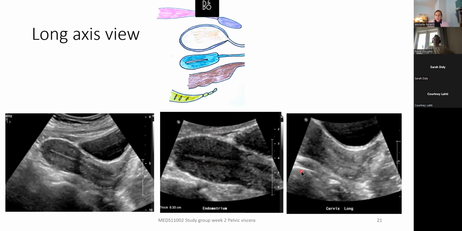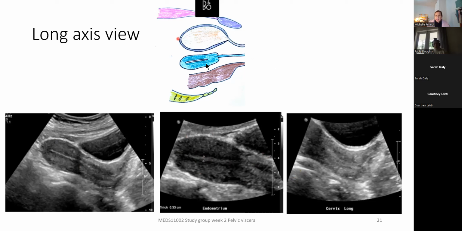We tend to do trans-abdominal imaging, so imaging through the anterior abdominal wall, and transvaginal imaging on most patients that will tolerate it, because when we do a transvaginal ultrasound, the transducer sits within the vagina here, and it gets an image just of the uterus, and it gives us a much clearer look at this endometrium and this myometrium, because it uses a higher frequency transducer, which gives us a higher resolution image and a clearer image.